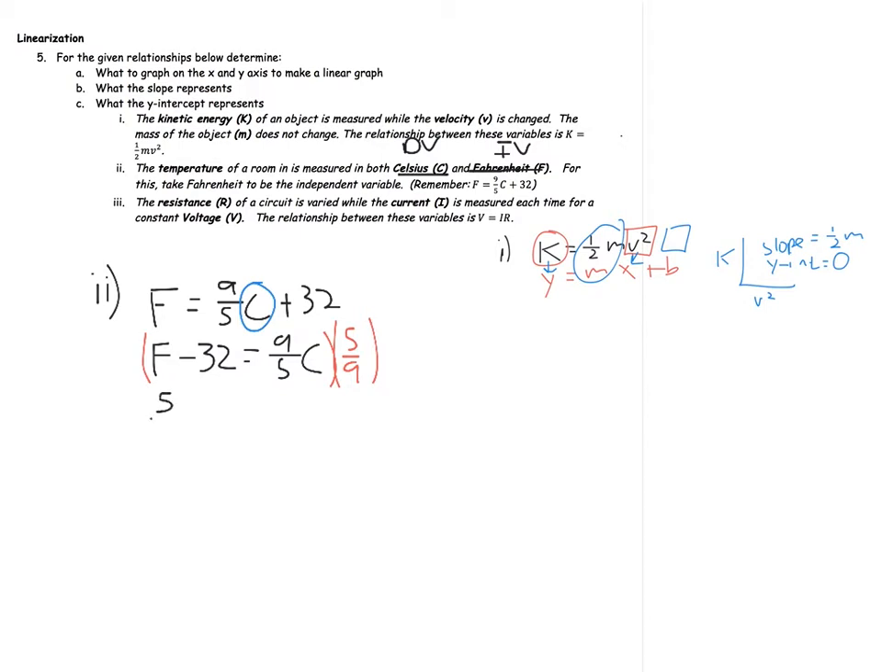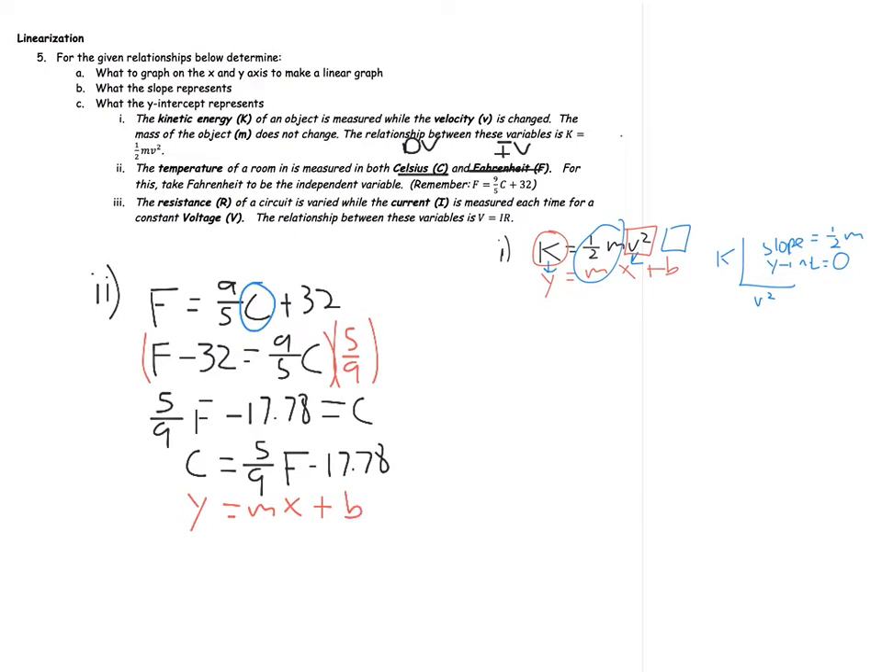And so I get 5/9 F minus 17.78 is equal to C. I'm going to now match that up, and I'm just going to change the order of this equation to say C equals 5/9 F minus 17.78. I'm going to match that up now with y equals mx plus b. So thinking about our graph here, the thing that's going to go on our x-axis is just Fahrenheit, and the thing that's going on our y is just Celsius. There are no squares, square roots, anything like that in this case.